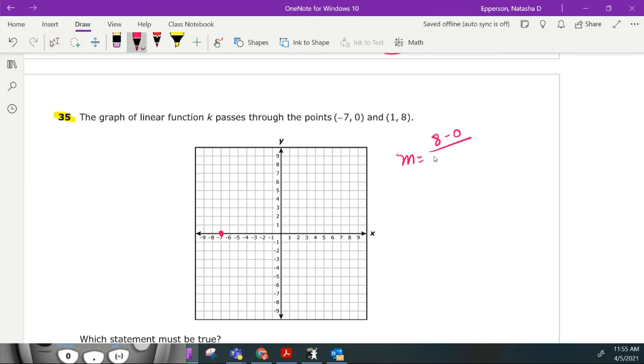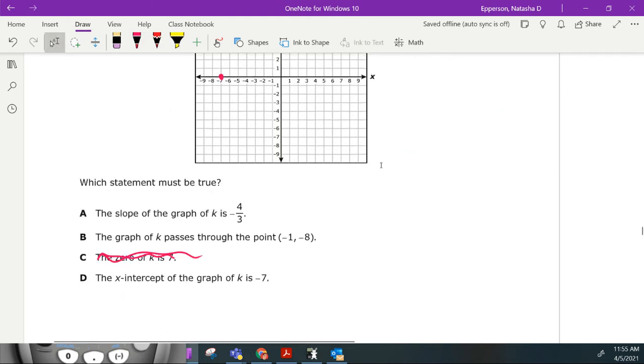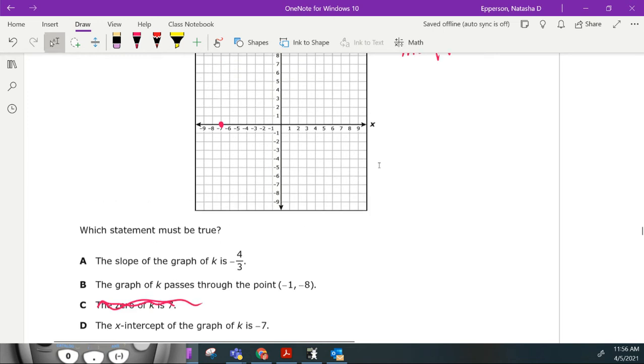All right, so I'm going to go ahead and continue. And then I have 8 minus 0 over 1 plus 7, which is going to give me 8 over 8, which gives me a slope of 1. So that's going to eliminate A because that has a slope of negative 4/3.